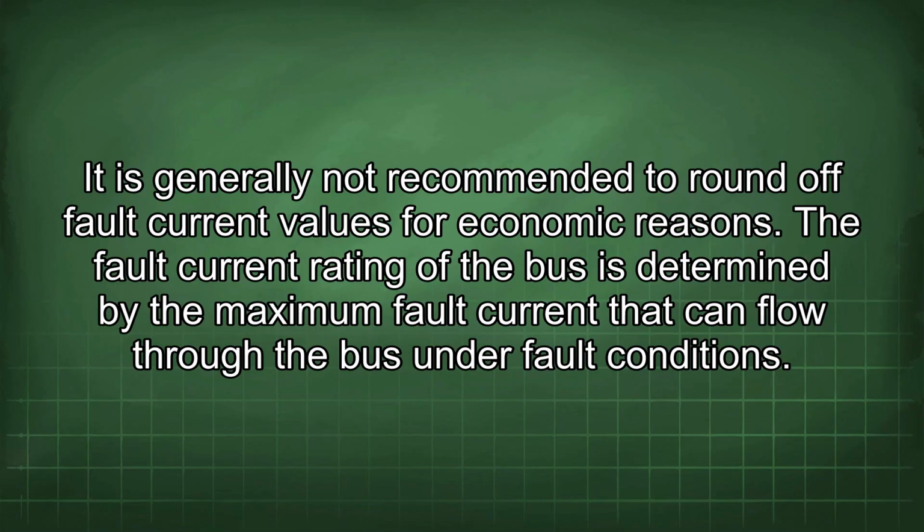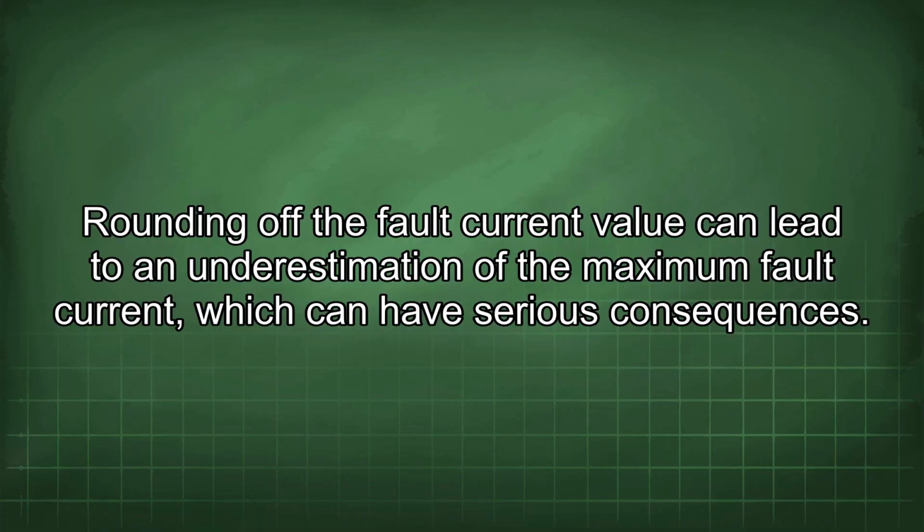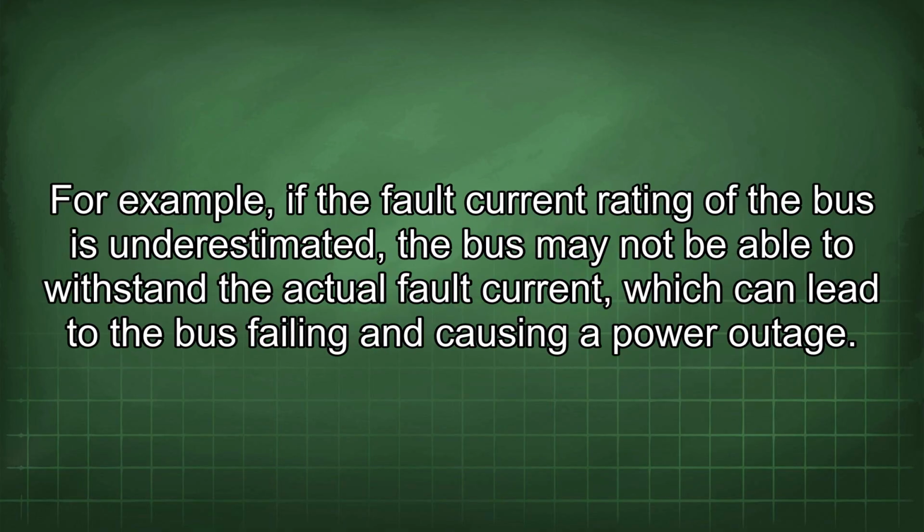It is generally not recommended to round off fault current values for economic reasons. The fault current rating of the bus is determined by the maximum fault current that can flow through the bus under fault conditions. Rounding off the fault current value can lead to an underestimation of the maximum fault current, which can have serious consequences. For example, if the fault current rating of the bus is underestimated, the bus may not be able to withstand the actual fault current, which can lead to the bus failing and causing a power outage.